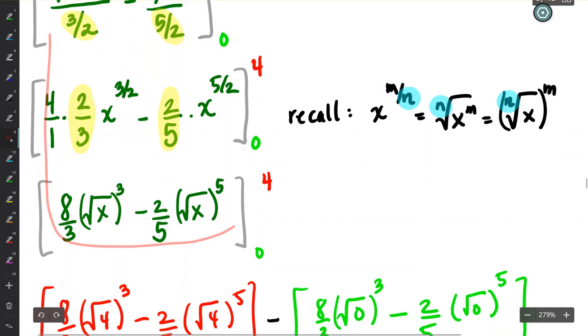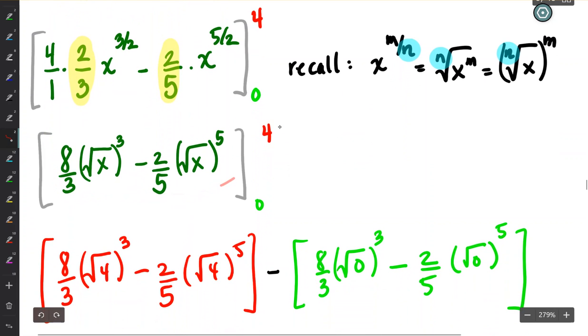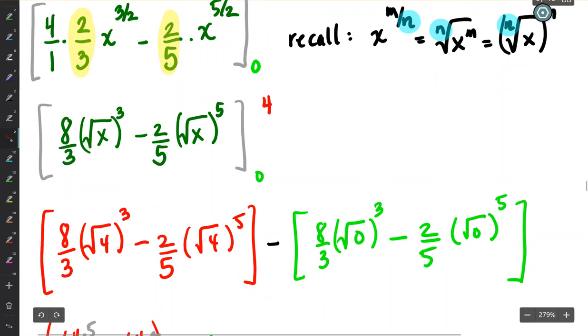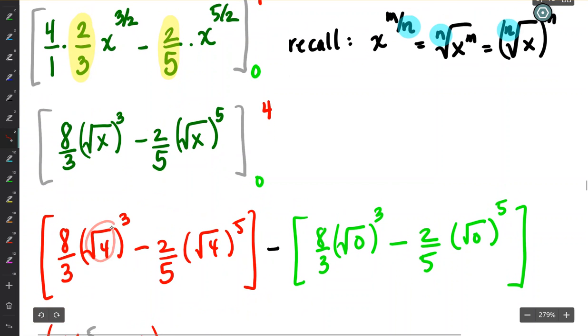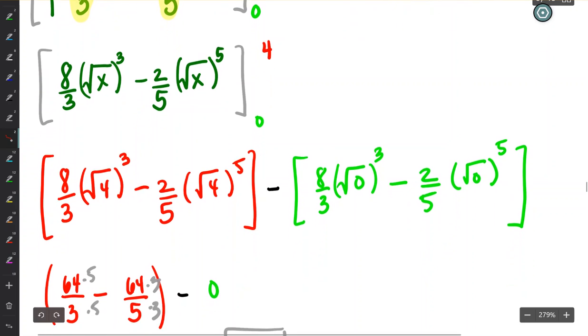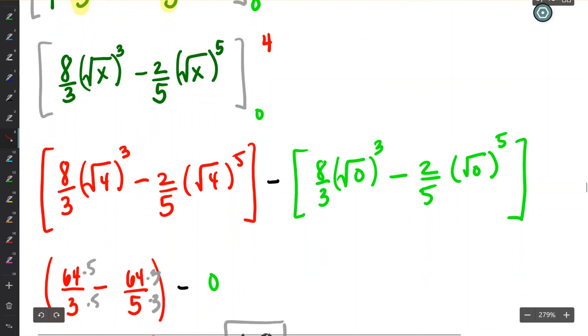Now, fundamental theorem of calculus part 2. We're going to go ahead and plug the 4 in where we see an x. That's what we have right here. And then minus plugging in a 0 where you see the x. All right. Square root of 4 is 2. Cubed is 8. 8 times 8/3, multiplying fractions straight across. 8 times 8 is 64, so you have 64/3.